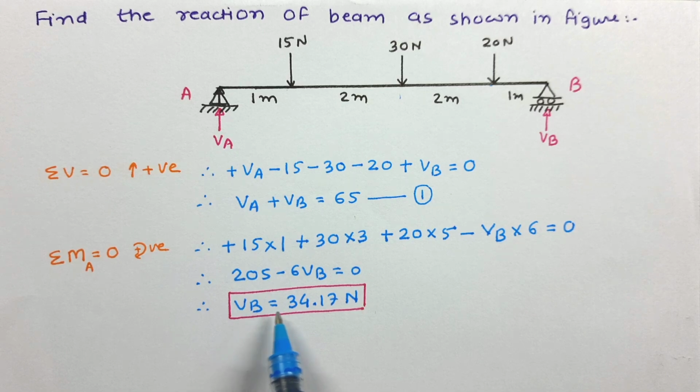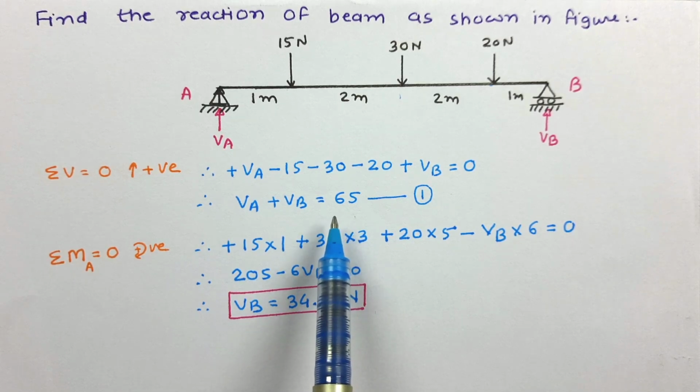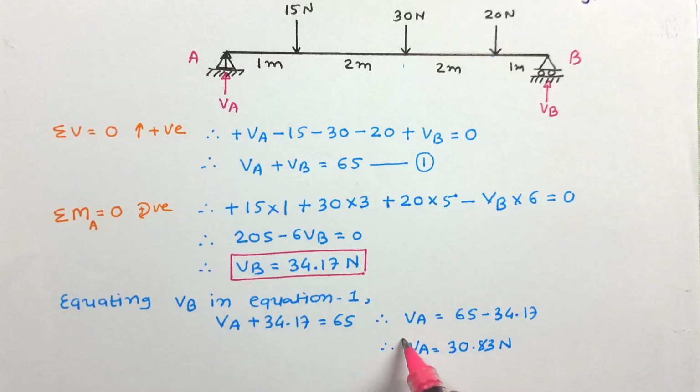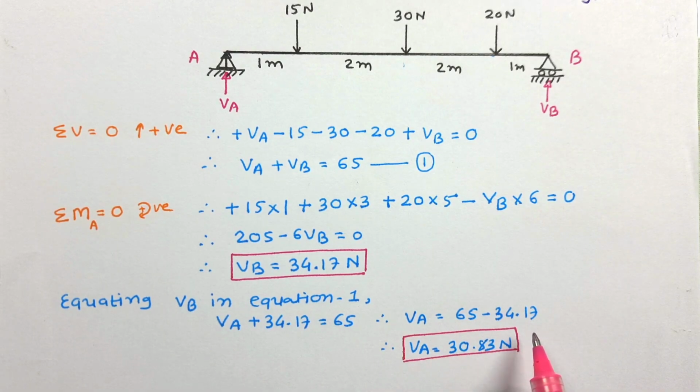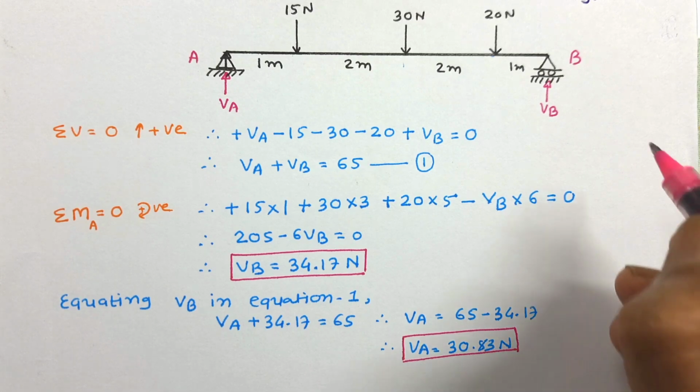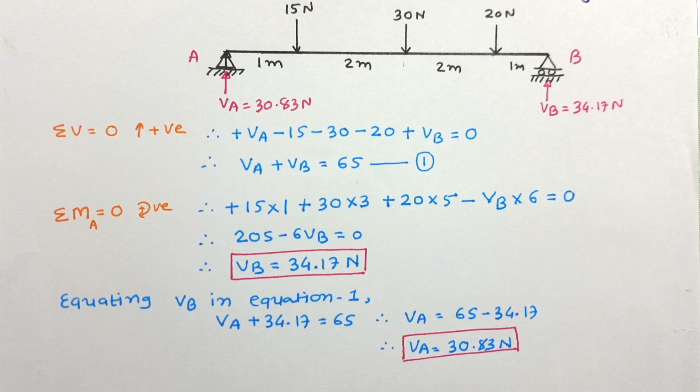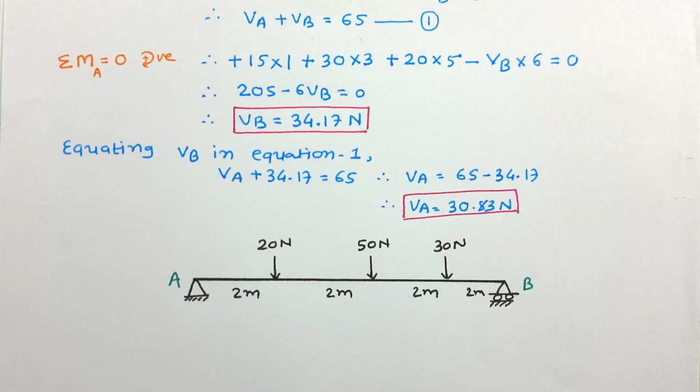Now we will substitute this value of VB in equation 1. On simplifying the equation, we have got VA equal to 30.83 kilonewton. So let us write the values of VA and VB in the figure. So this way we can solve such problems.